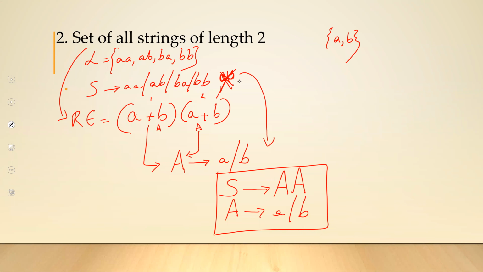Now imagine you had the set of all strings of length 3. This is the grammar: S goes to AAA, and A is either a or b. And imagine you had a language which included c also. You will have over here A going to a or b or c, and so on. So this is how you develop grammars.